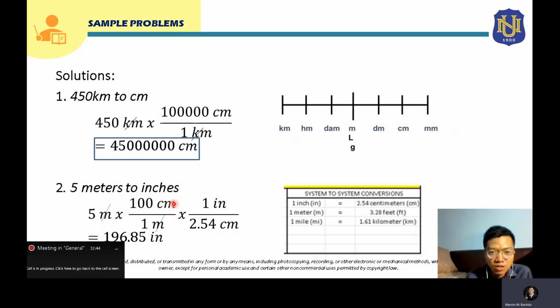Now, for centimeter, you still have to convert this to inches. So we know that we have this conversion factor from inch to centimeter. For every 1 inch, there is 2.54 centimeters. So what you're going to put here in the denominator is the unit that you want to cancel, which is centimeter. So 2.54 centimeters is equal to 1 inch, and centimeter will be canceled. Computing this will give you 196.85 inches. So that will be the answer.